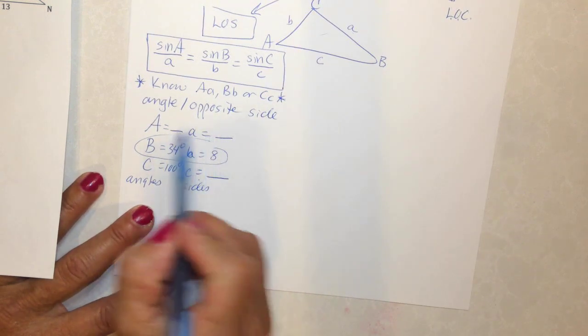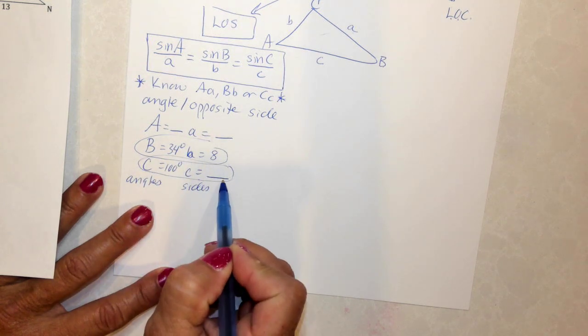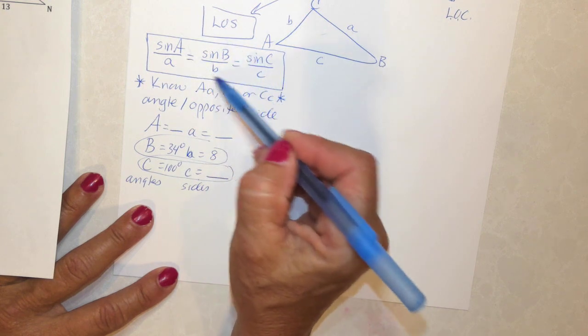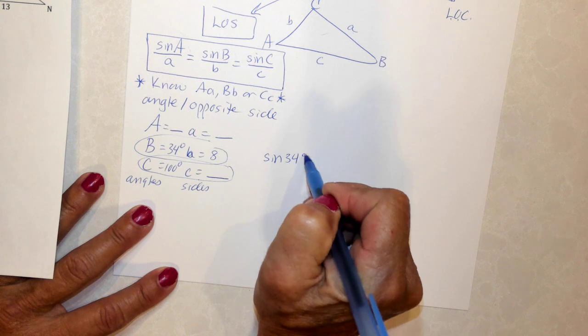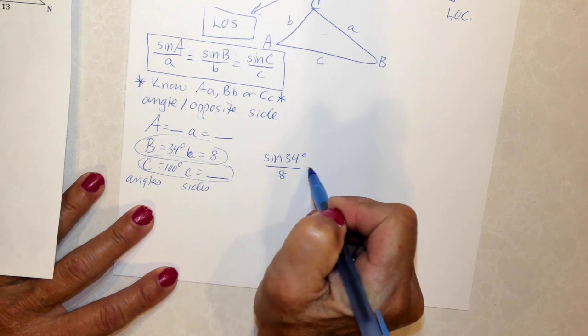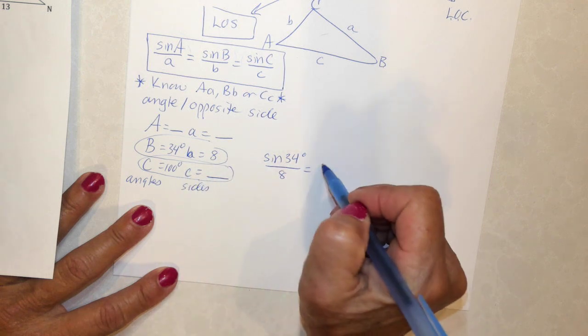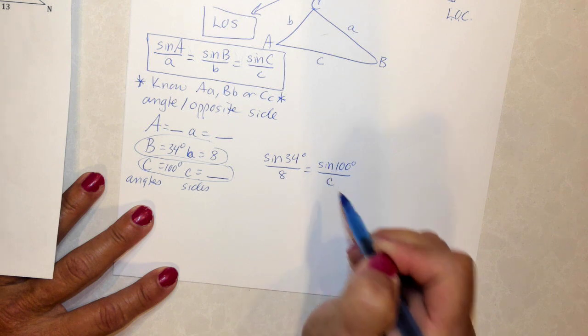Well, I don't know anything about A, so I'm going to go ahead and find side C. So that means I'm going to be using this part. Oh, I'm sorry, this part, because I know angle B, so I'll have the sine of angle B over side B. And then I'm using this because I'm looking for side C. So that would be the sine of angle C, which is 100 over C.